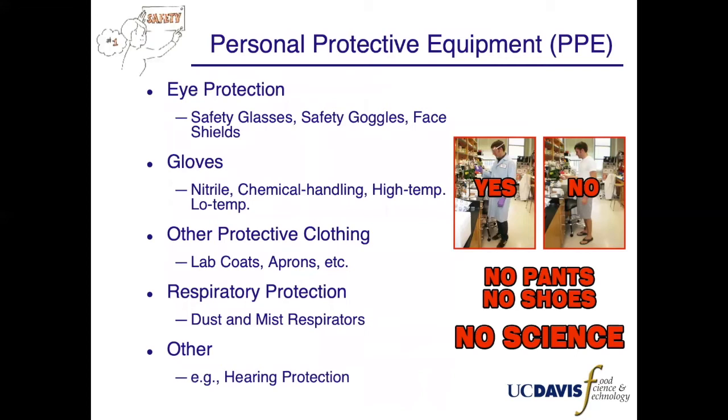We will now discuss personal protective equipment, or PPE. There are multiple types of PPE to protect you from various hazards. Some examples of these are eye protection, such as safety glasses, goggles, or face shields; gloves, such as nitrile, chemical handling, and high temperature gloves; protective clothing, such as lab coats and chemical aprons; respiratory protection, such as dust and mist respirators; as well as others, such as hearing protection. All PPE must be used properly in order to be effective.